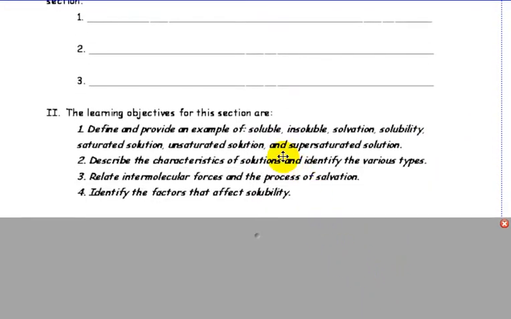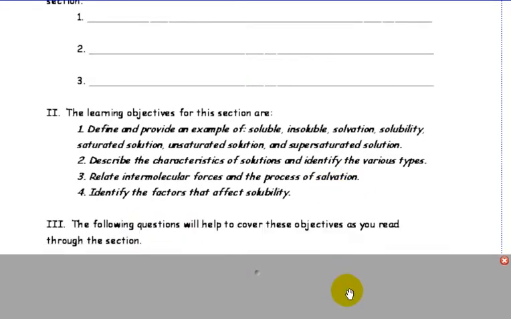The objectives: define and provide an example of soluble, insoluble, solvation, solubility, saturated solution, unsaturated solution, and supersaturated solution. Describe the characteristics of solutions and identify the various types. Relate intermolecular forces in the process of solvation, not salvation, and identify the factors affecting solubility.